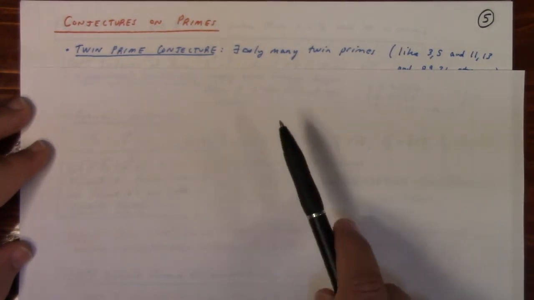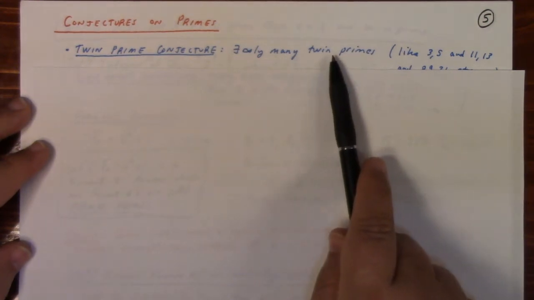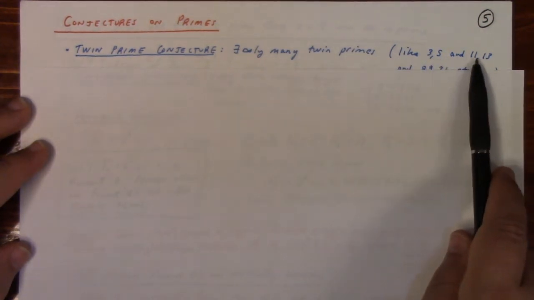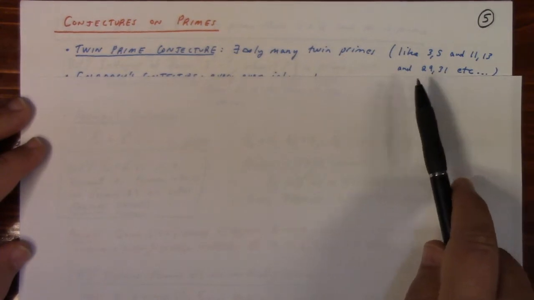So let me just talk a little bit about some famous conjectures about primes. There's the twin prime conjecture: there exist infinitely many twin primes. So like 3 and 5, 11 and 13, 29 and 31.